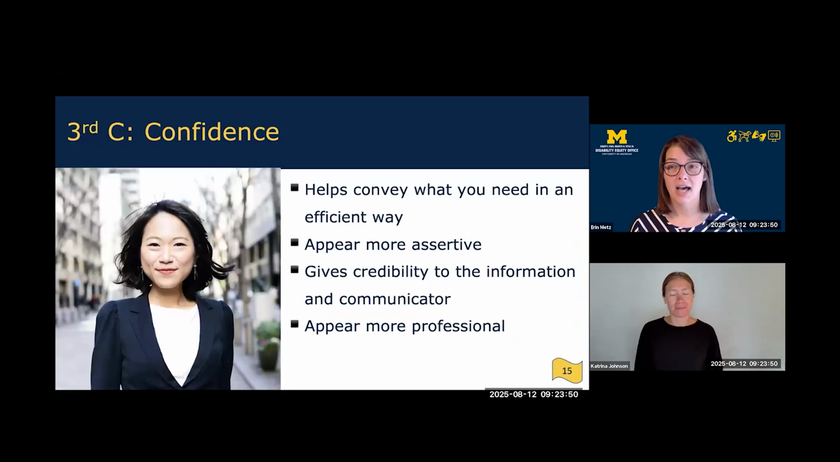The third C is confidence. Communicating with confidence allows you to convey your message efficiently and assertively, enhancing both your credibility and your professionalism. Confidence in your delivery helps your audience trust both the information you are sharing and you as the communicator. By planning your message in advance, you're less likely to rely on filler words, as you have a clear understanding of what you wish to communicate and the meaning behind it.